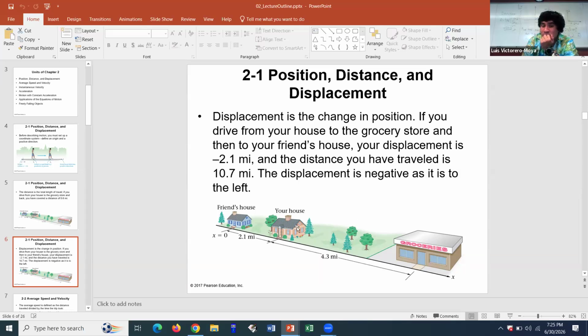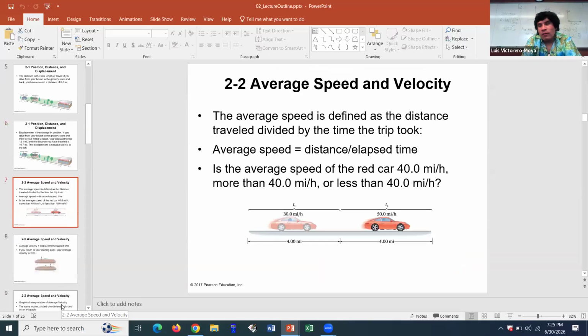The distance, though, 4.3 plus 4.3, that's 8.6, plus 2.1, that's 10.7. So you travel a distance of 10.7 miles, but your displacement is -2.1 because, again, in displacement, you only care about the initial and final positions. So that's why once we have that, we can define average speed and average velocity.